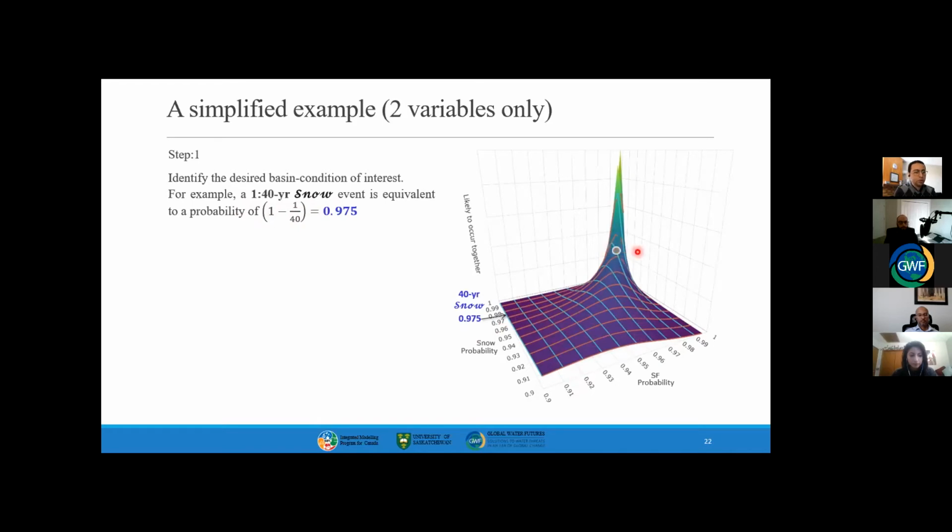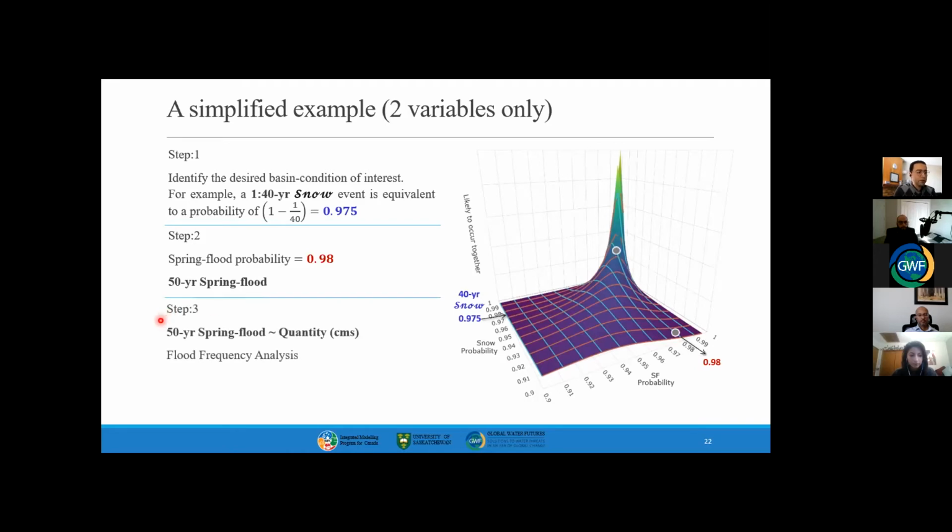That would provide us with the highest likelihood. That would describe the combination that are most likely to occur together. So we could go to the next step and obtain the probability of that pair. So the probability is 0.98 of the spring flood, and that's the probability that's most likely to occur with a probability of snow equal to 0.975. And that probability of the spring flood is equivalent to a 50-year return period of spring floods.